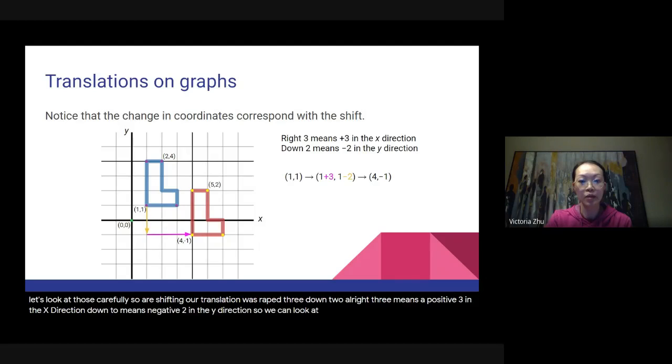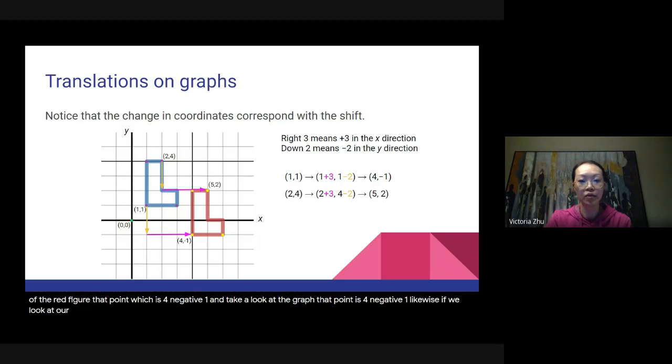So we can look at our 1, 1 point again. It went down 2 and right 3. So that means we add 3 to the x coordinate and minus 2 to the y coordinate, and we get our resulting coordinate of the red figure at that point, which is 4, negative 1. And take a look at the graph, that point is 4, negative 1.